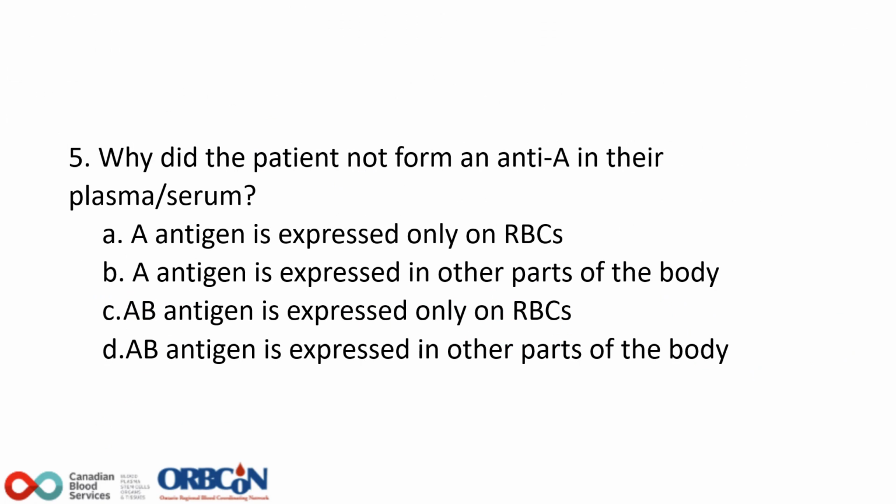So why did the patient not form that anti-A in their plasma or serum? Remember that the world doesn't just revolve around, as much as I would love it to, our red blood cells, right? So we have our red blood cells, and they express A, B, A. And with this particular individual, the only thing they're expressing right now is the group B. And so they have group B. Theoretically, they'd form an anti-A.